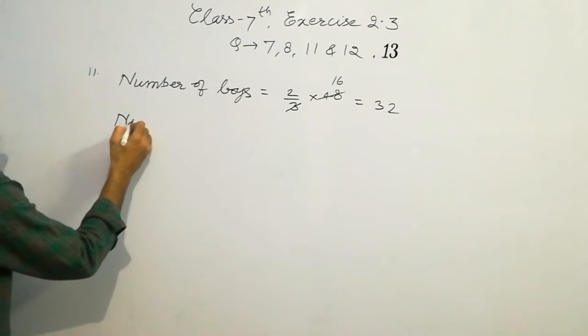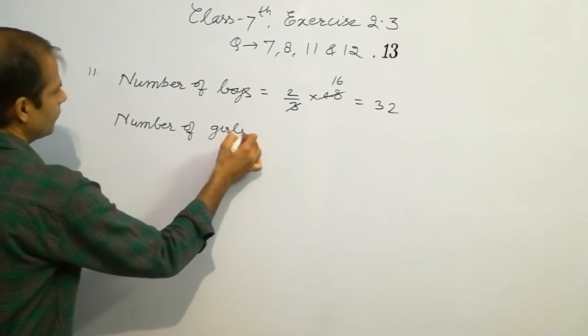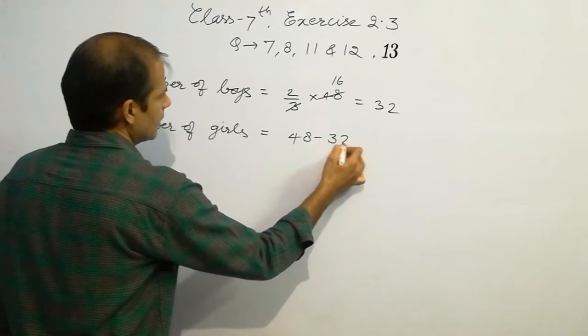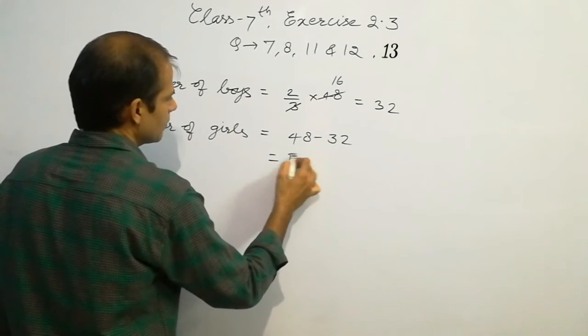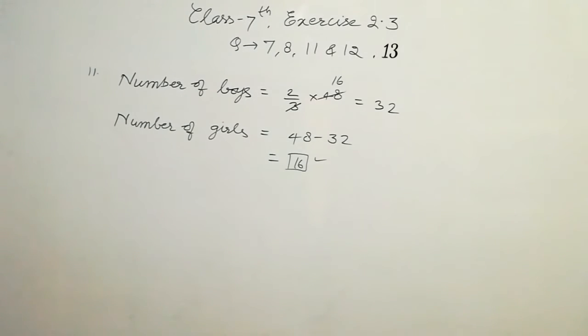Now you can write number of girls equals 48 minus 32, it is 16. This is the answer of question number 11. So number of girls are 16. Note it down.